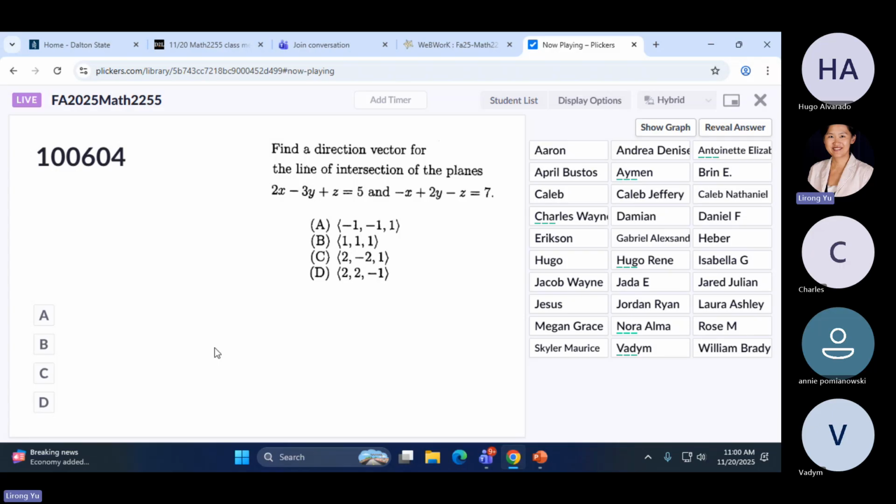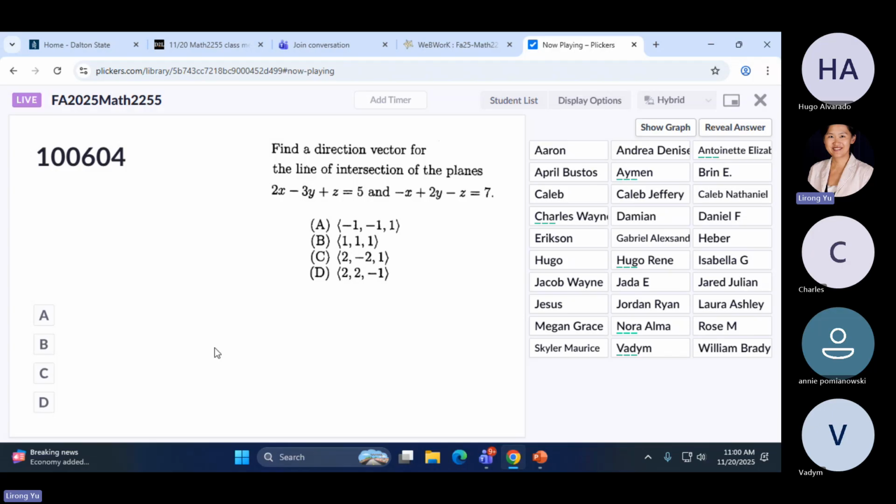So here is a question from 10.6. In 10.6, we study equation of lines. Actually, we study equation of the planes. 10.5 is equation of lines. 10.6 is equation of the plane.